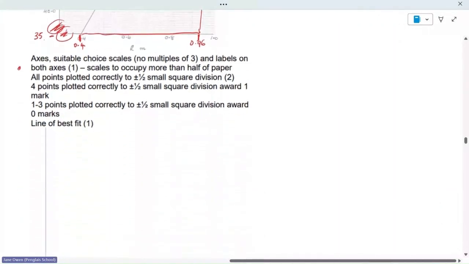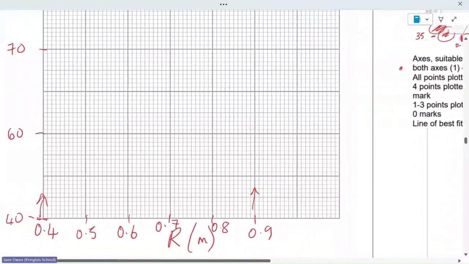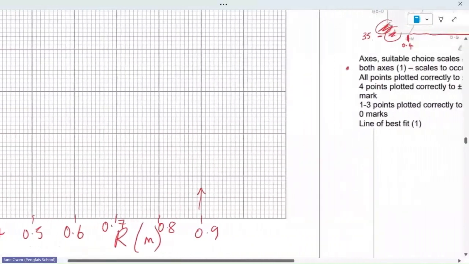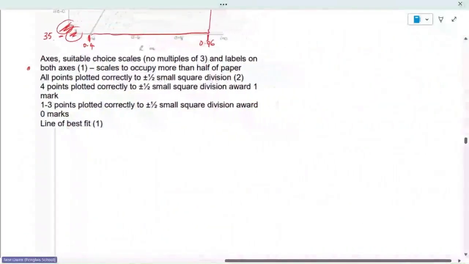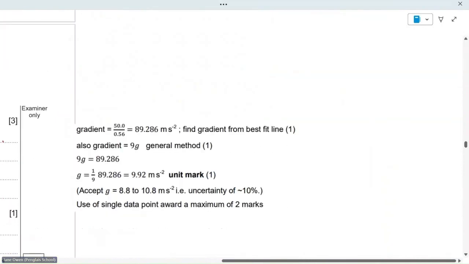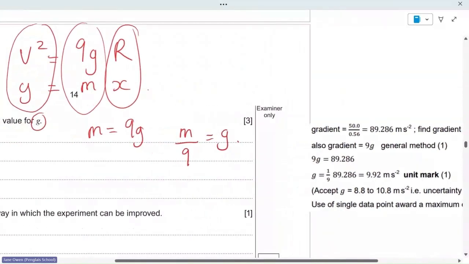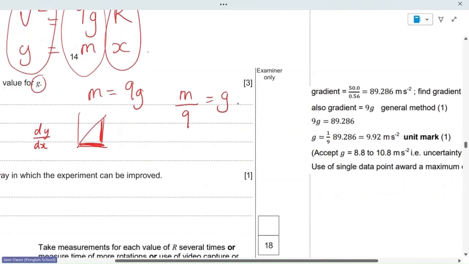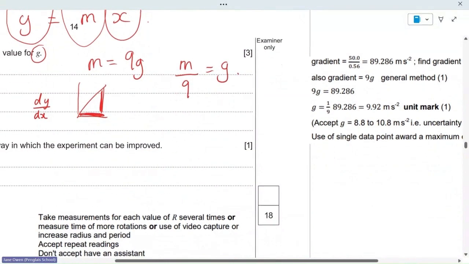And then transfer those gradient markings. Use the gradient markings to do dy by dx. You know, you're doing this part divided by this part. Try and not get confused and do dx by dy. And then just divide the gradient by 9 and you get the value for g.